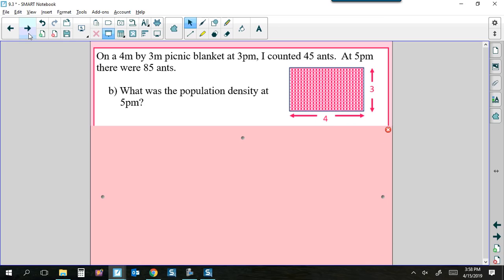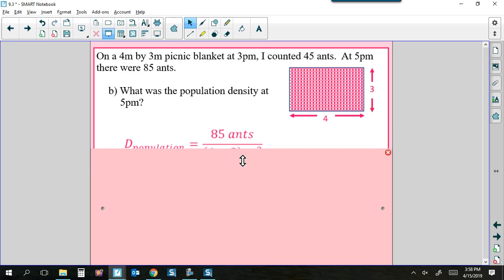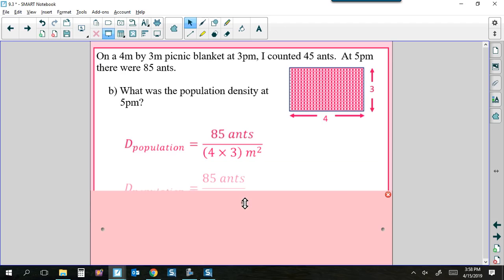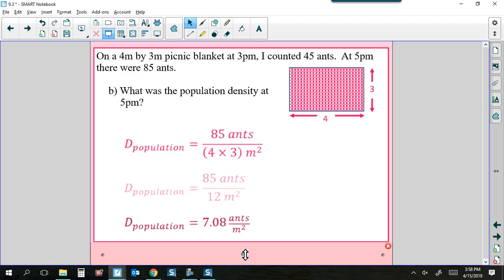For part B, we're asked to do the same exact thing, except what is the population density at 5 p.m.? Well, if we read the problem, at 5 p.m. there are 85 ants. So we have 85 ants over the area of 4 times 3, which again we know is 12 meters squared. And 85 divided by 12 gives us a density of 7.08 ants per meter squared.